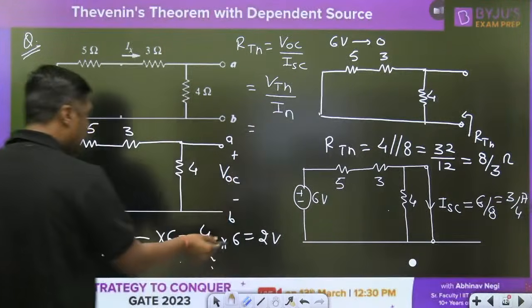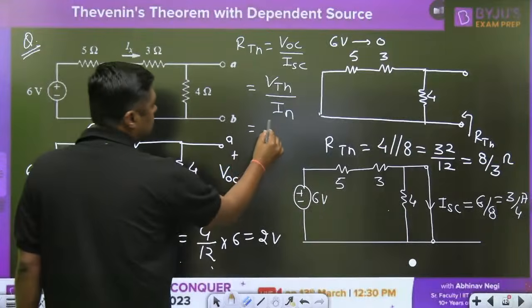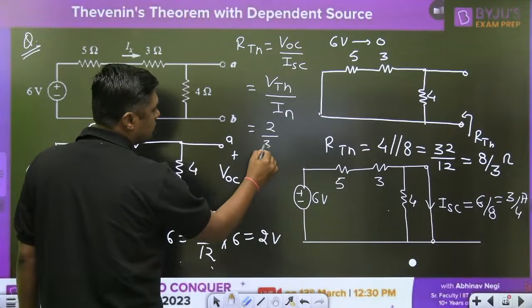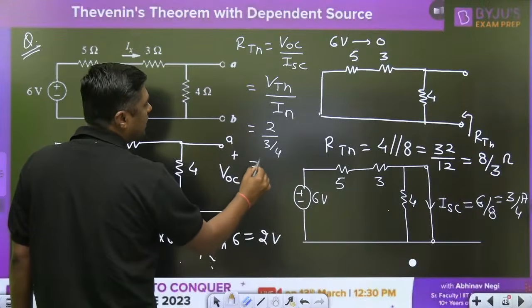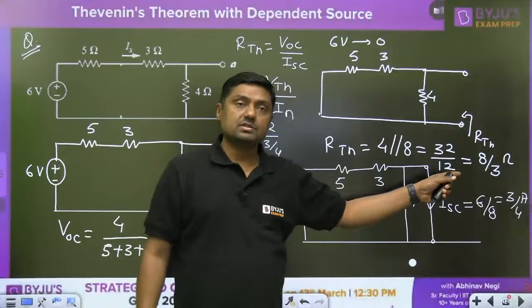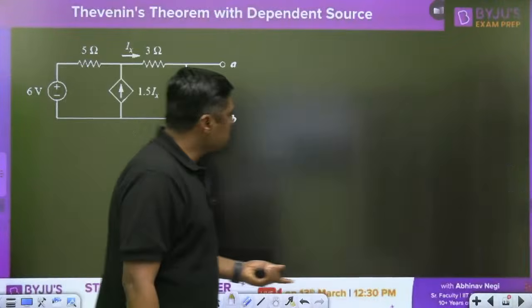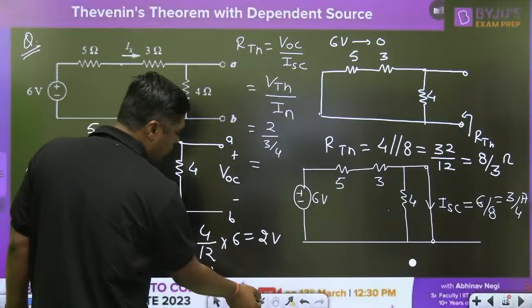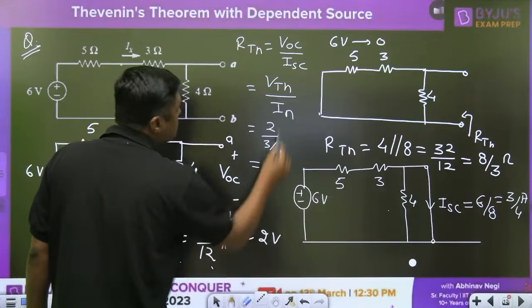So what is the value here? 2 volt divided by what is the value of this? 3 by 4, and this will become what? 8 by 3 ohm. So this is the formula. RTH is equal to VOC by ISC. You can use this formula to find the value.